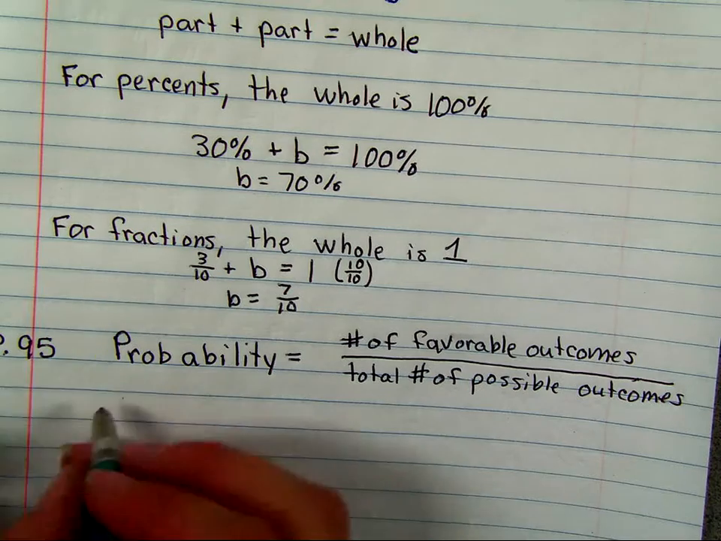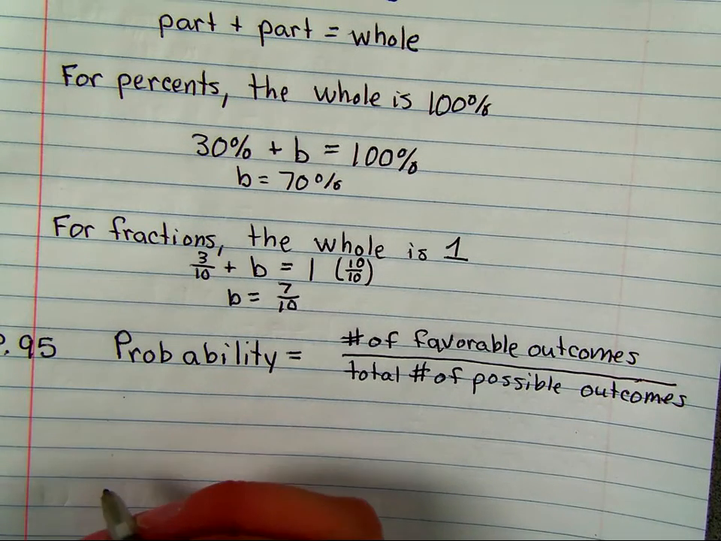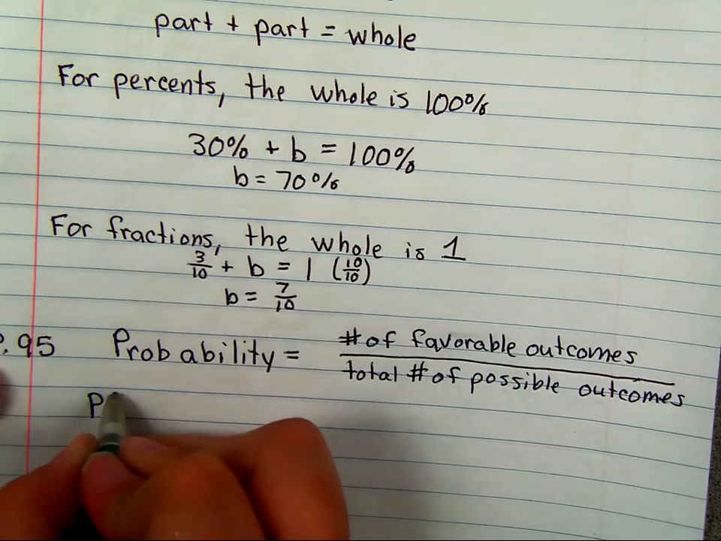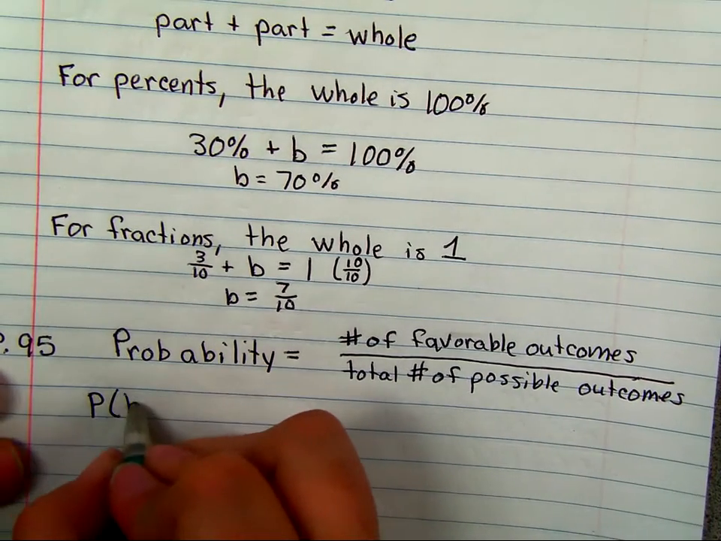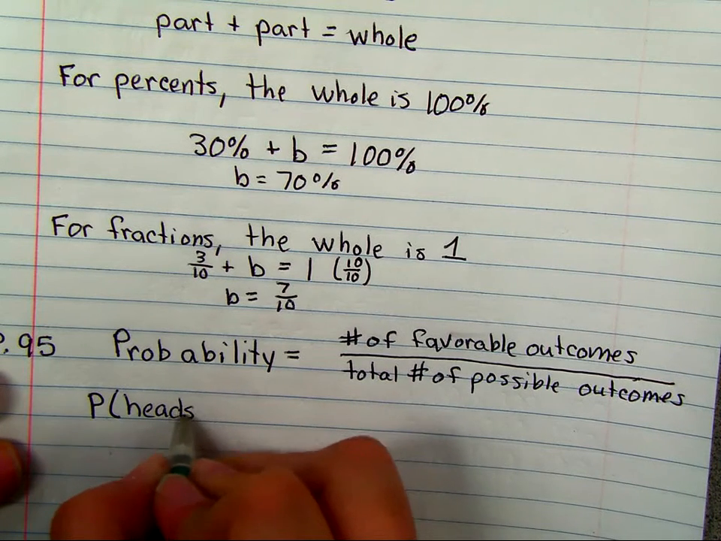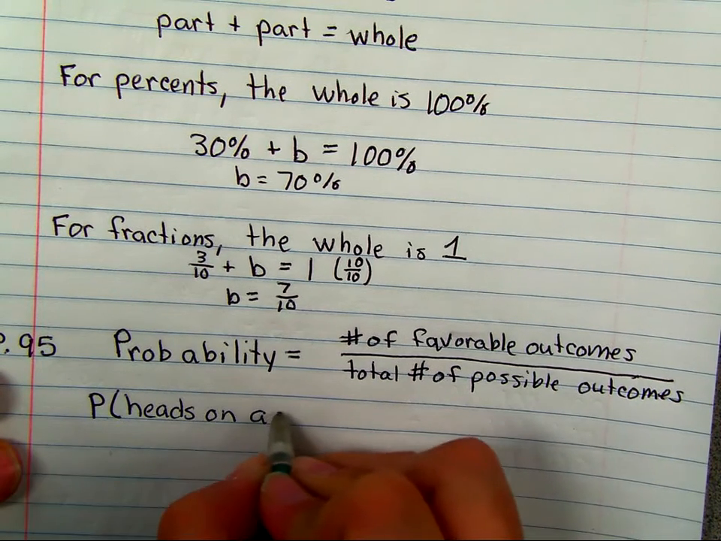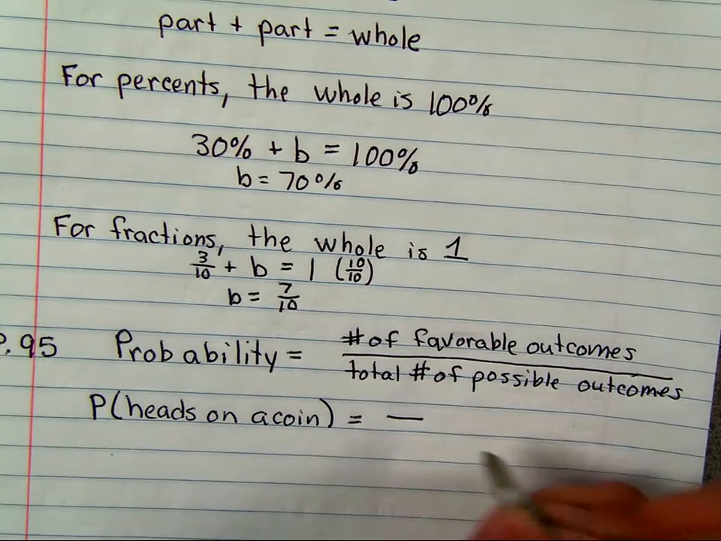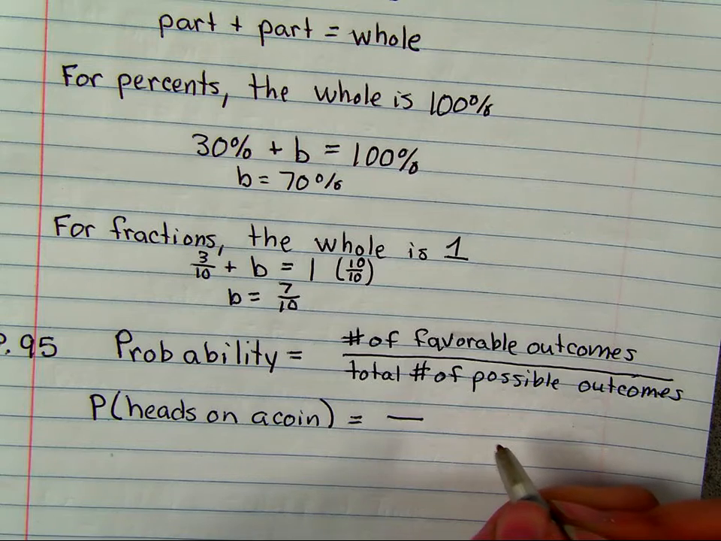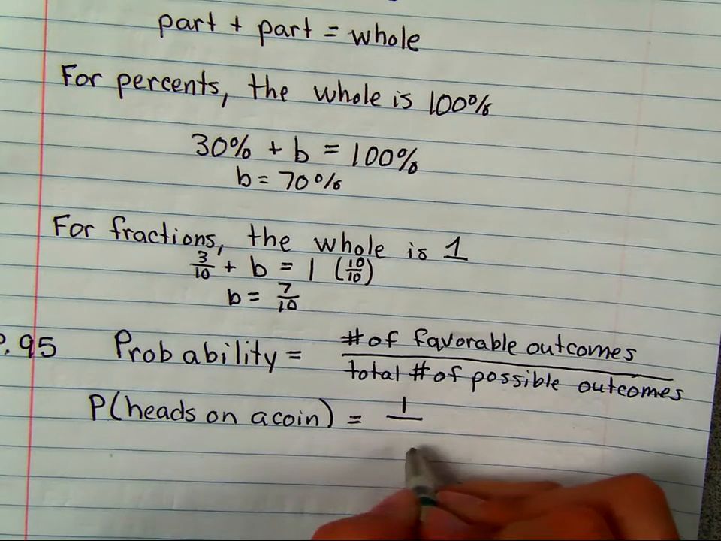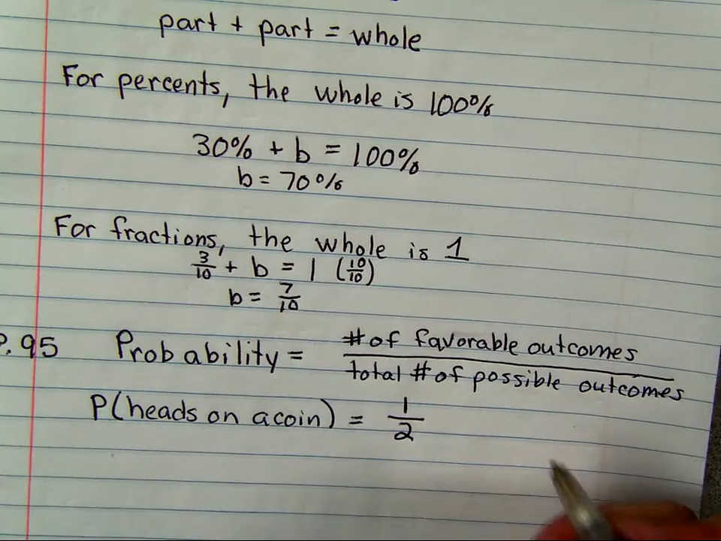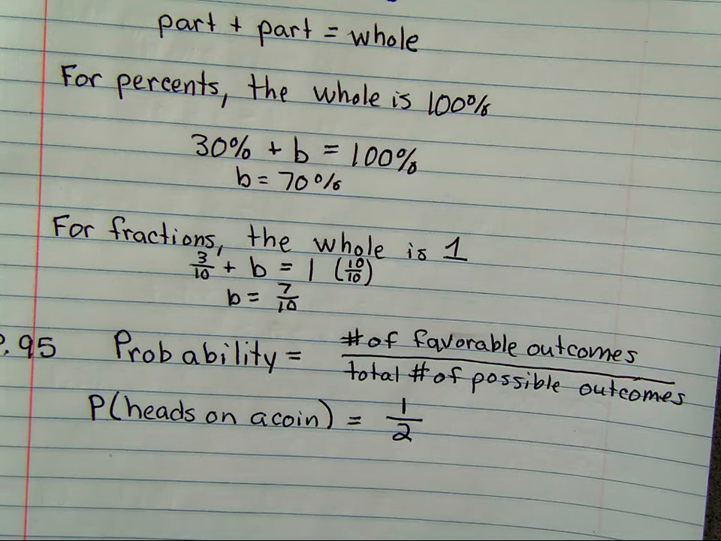So if I was looking for the probability of heads on a coin, I would say, how many heads are there on a coin? One. How many sides are there to a coin? Two. So there's my favorable over my total possible. Thanks so much to those of you who are keeping right up with me on notes.